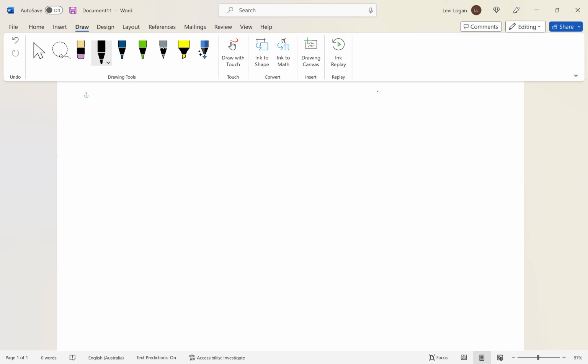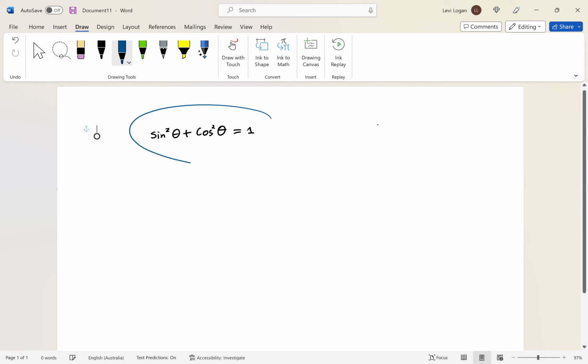So Pythagorean's identity is: if you have sine squared of an angle and you add the cosine squared of an angle, it will always equal 1. Now this is true no matter what you're doing in math. This is not a formula, it's an identity. Identity means it's true no matter what.